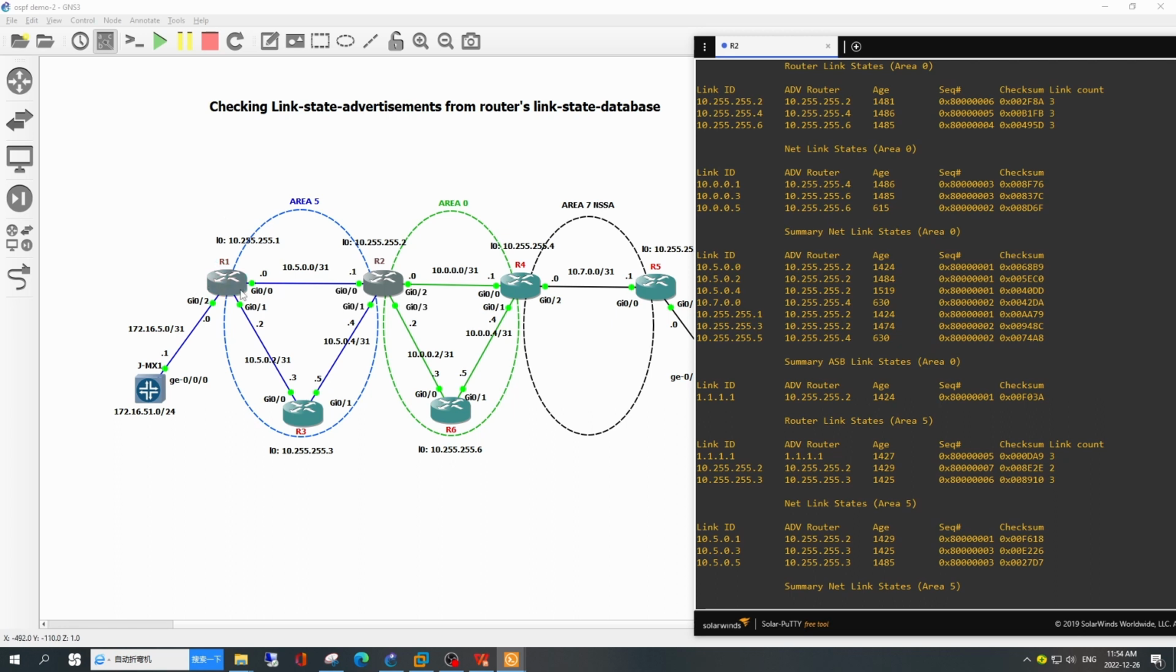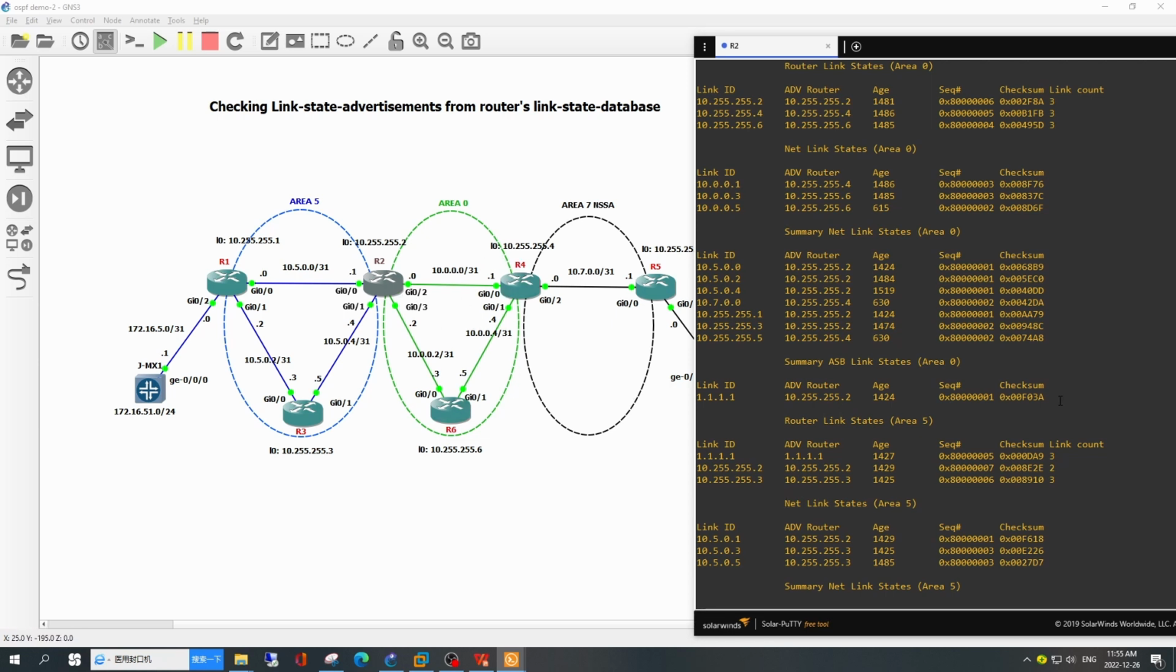Router ID is type 1. Type 1 is not flooded out to the other areas. So other routers have to know that ASBR's router ID. If they don't know that router ID, they cannot build the shortest path tree. So that is where type 4 comes into play. Type 4 will advertise the ASBR's router ID as a type 4 out to the other areas.